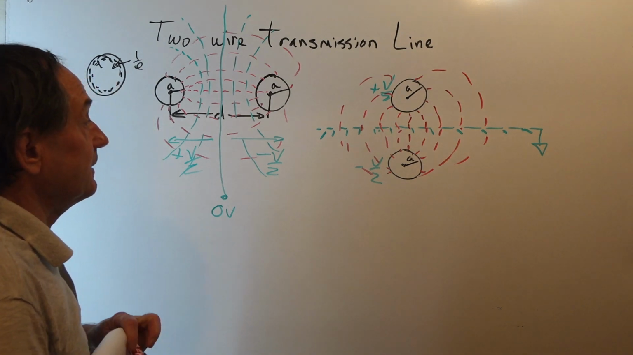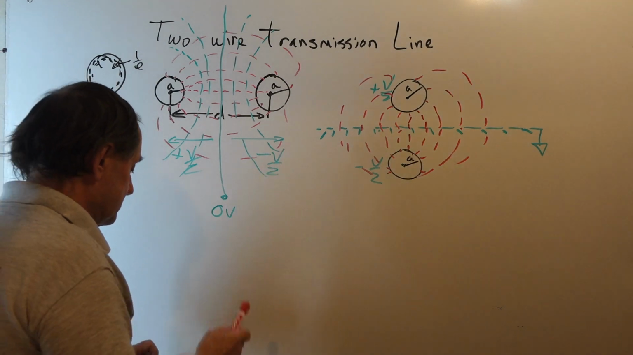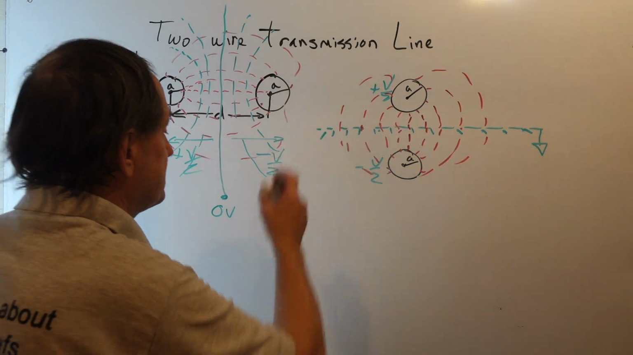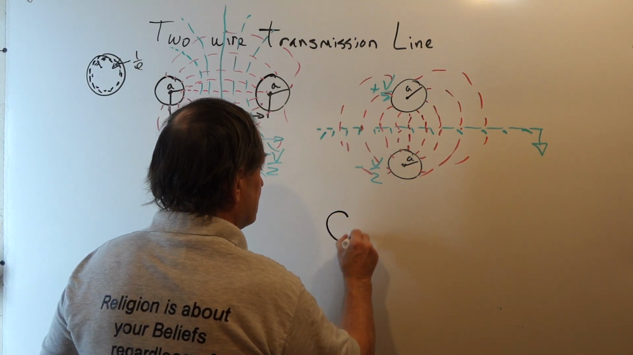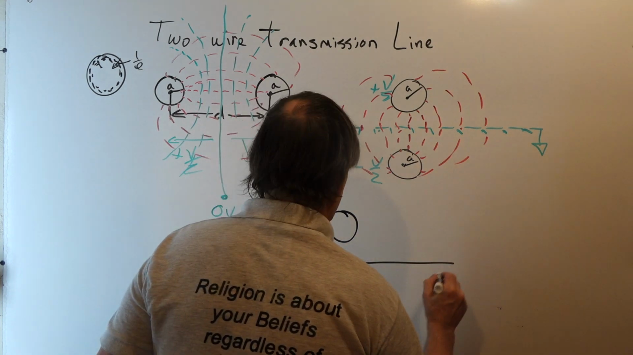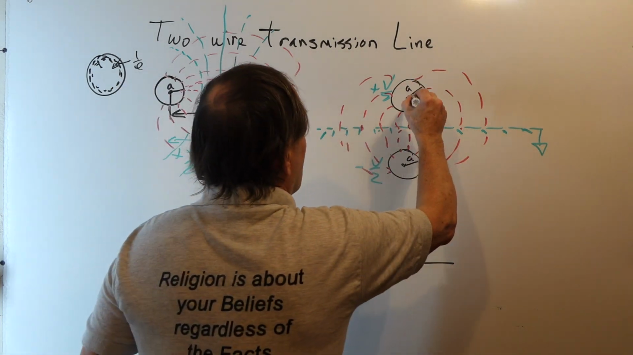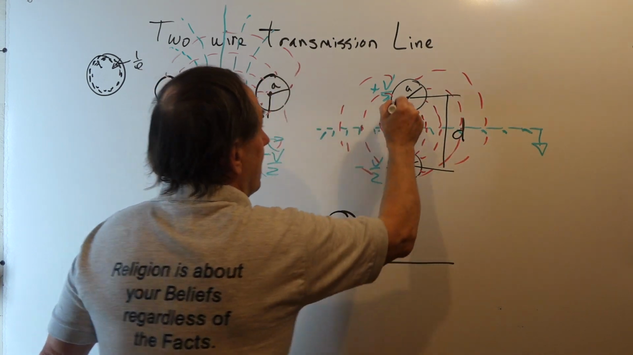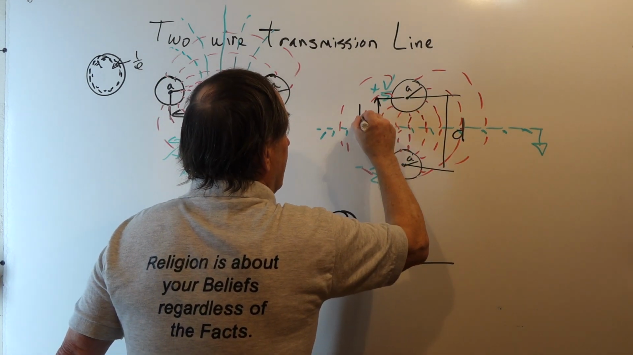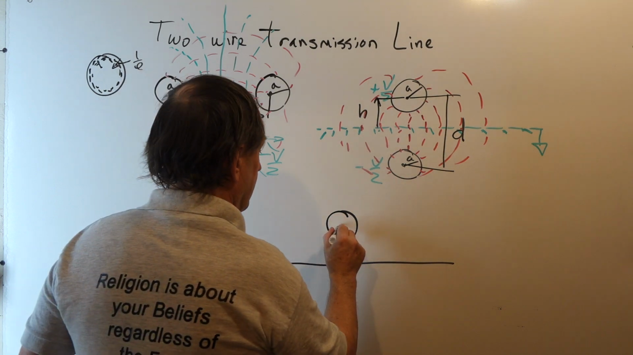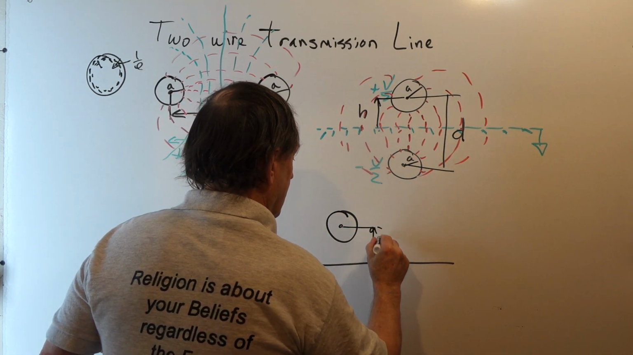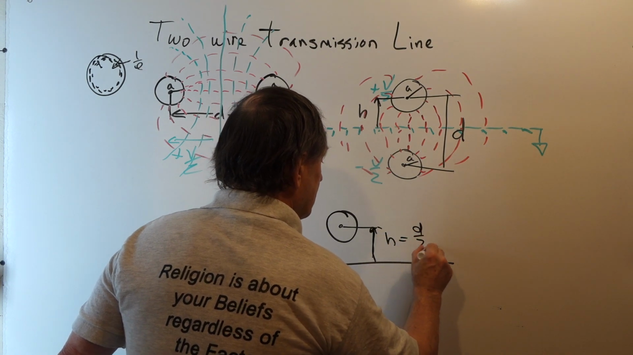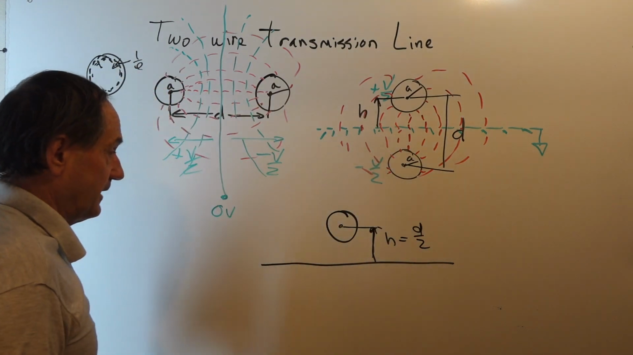Why is that significant? It's because the two-wire transmission line is exactly equivalent to just one conductor above a ground plane. Remember, we had a separation distance here of D. Now if we say we have a height h above the ground plane, then h is just d over 2 in the equations that we had.